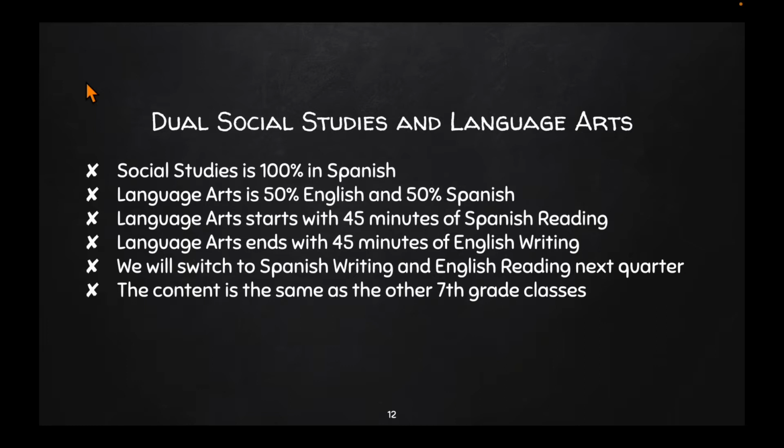And then the content that they are teaching is going to be the same as 7th grade ELA, like I have described in the beginning. It is just going to be with the 2 languages.